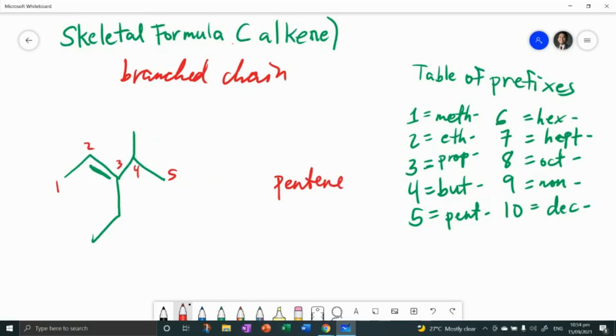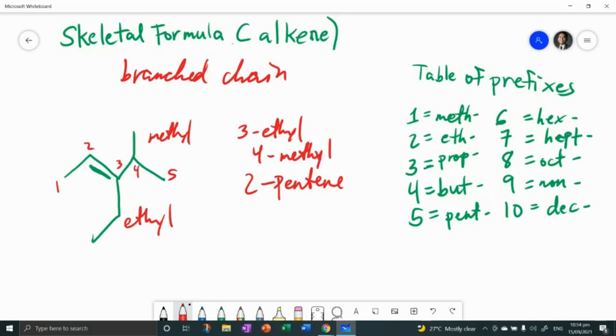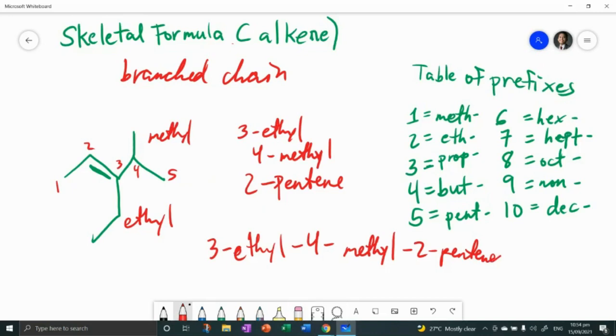And then, at carbon 2, the double bond is present. And then suddenly we have an ethyl group and a methyl group. So 3 ethyl, and 4 methyl. And then what happens in the naming of the skeletal formula, we still have an arbitrary rule, alphabetical order. 3 ethyl, 4 methyl, 2 pentene. So that is its name.